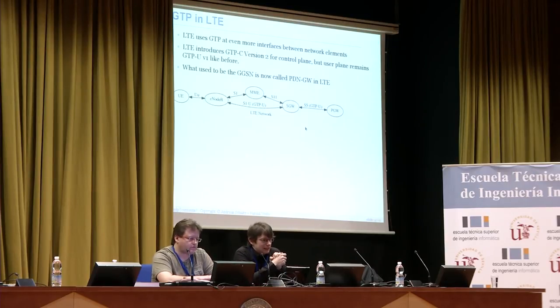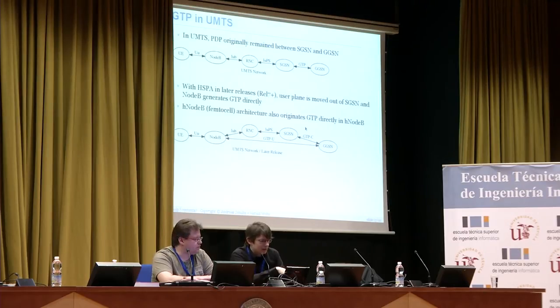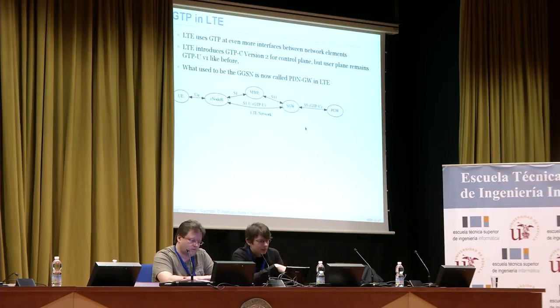Okay, getting to LTE networks. LTE is also referred to as 4G networks by some people, the first generation of mobile cellular networks in digital form. It uses GTP even at more interfaces throughout the network elements. If we go back, originally, GTP in GPRS and in the early UMTS was only spoken on the core network side, on the right-hand side of those slides. In later UMTS releases, it has moved to the edge, to the actual base station, which is called node B in this case. In LTE, this is the normal case.